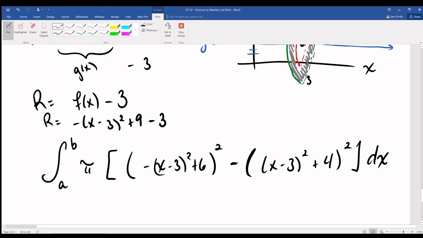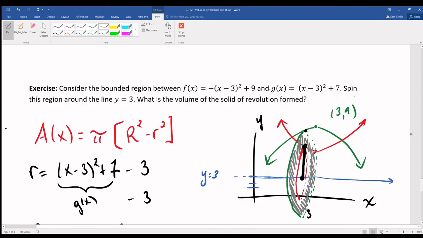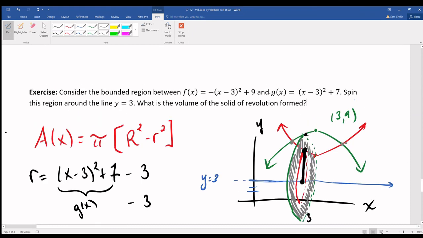To finish this up, our next step would be to actually figure out these limits of integration. And as usual, the limits of integration will be the x values where f of x and g of x cross each other. They will be the limits, the x values where the red function meets the green function.